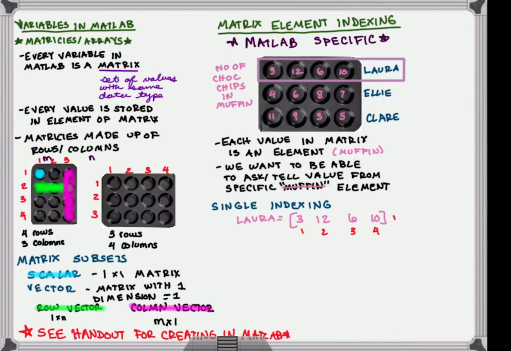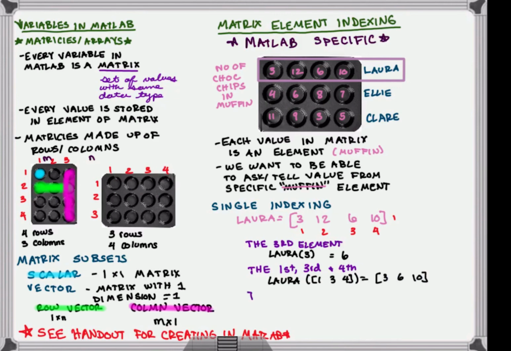If I want to figure out how many chocolate chips are in the third muffin, the third element, I can write Laura(3) is equal to 6. If I want to know the number of chocolate chips in the first, third, and fourth, I can ask Matlab to look up Laura, and then I have an open parenthesis, an open bracket, and then I type 1 space 3 space 4, and the answer to that would be 3, 6, and 10. And then if I wanted the second through the fourth muffins, I could write it like this and get the answer of 12, 6, and 10.